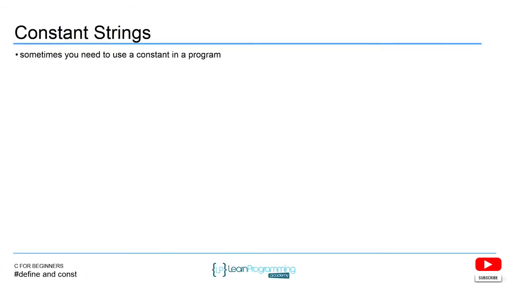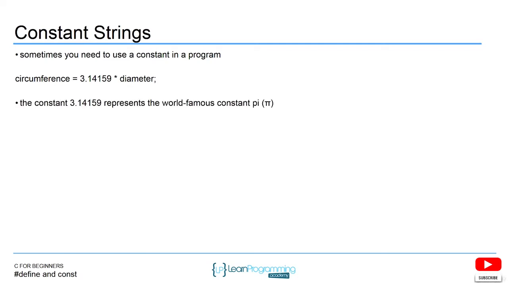So a constant string is sometimes necessary in your program where you do not want the values of your variables to ever change. For example, if we were creating a circumference calculation, we would do 3.14159 times diameter. 3.14159 is a constant. It never changes. It represents pi. So it would be really nice if instead of using that magic number, we could use a variable and make sure that that variable never changes.